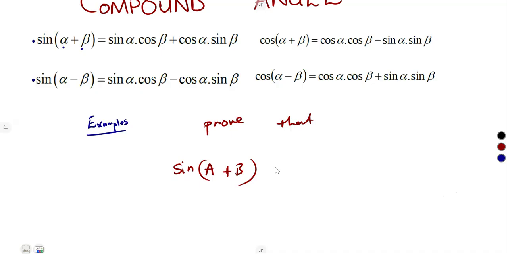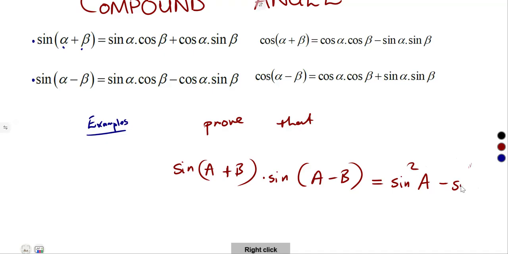it's a product, sine of a minus b, is equal to, so here as I'm writing this, sine of a minus b, this here is equal to the sine squared of a minus the sine squared of b, which is just written as a sine only. Prove that these two are actually the same.